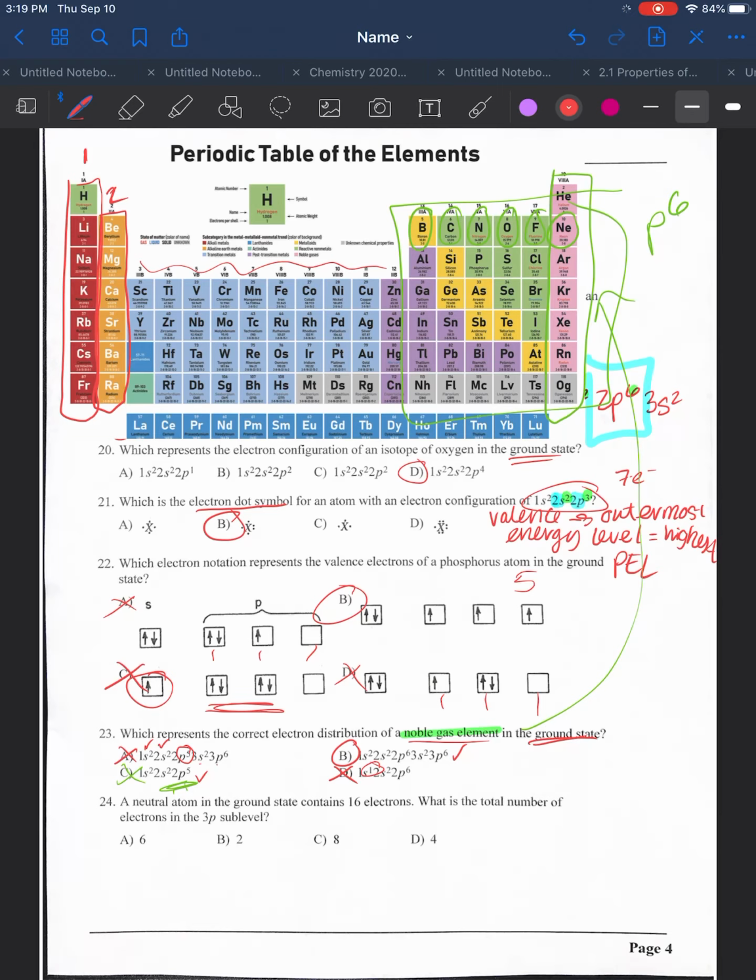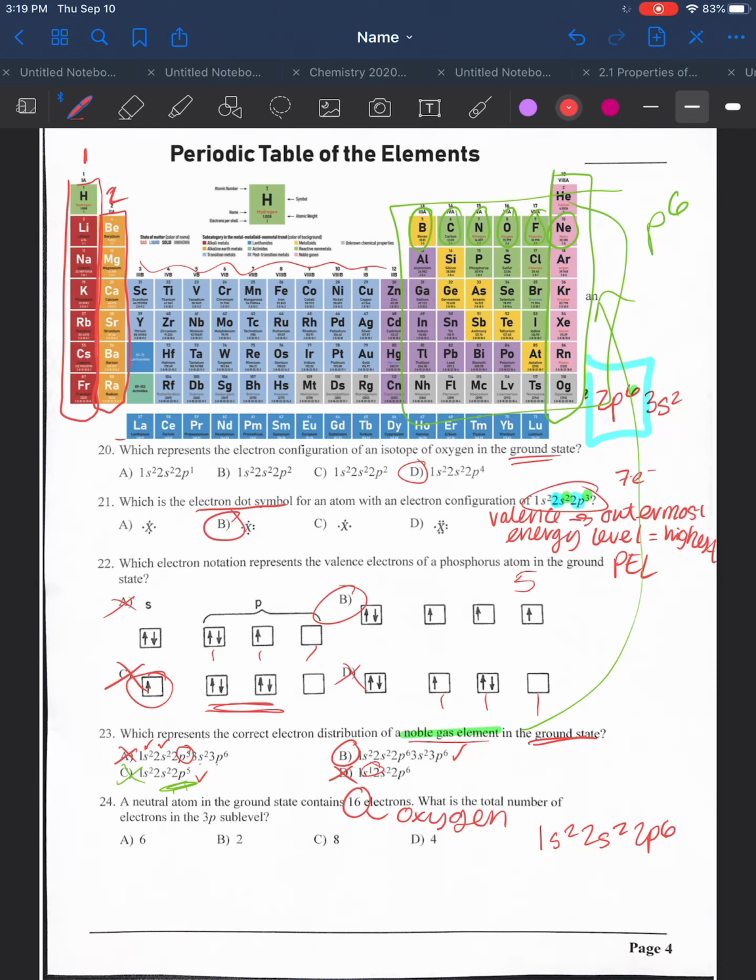All right, 24. A neutral atom in the ground state contains 16 electrons. What's the total number of electrons in the 3p sublevel? So 16 electrons, atomic number of 16, that gives us sulfur. So we actually already wrote the electron configuration above, but as a reminder, it's 1s2, 2s2, 2p6, 3s.